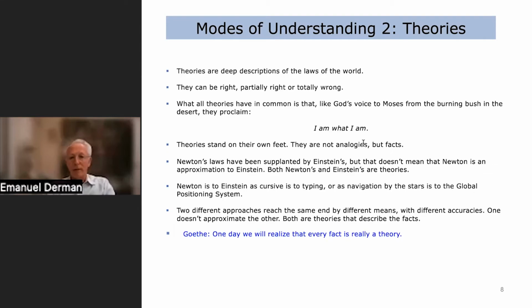A second mode of understanding that people use beyond intuition is theories. And I like to distinguish between theories and models, which I'm going to do here. To me, theories are deep descriptions of the laws of the world. Theories can be right. They're attempts at deep descriptions. They can be right. They can be partially right. They can be totally wrong, but they have a certain epistemological or ontological quality.